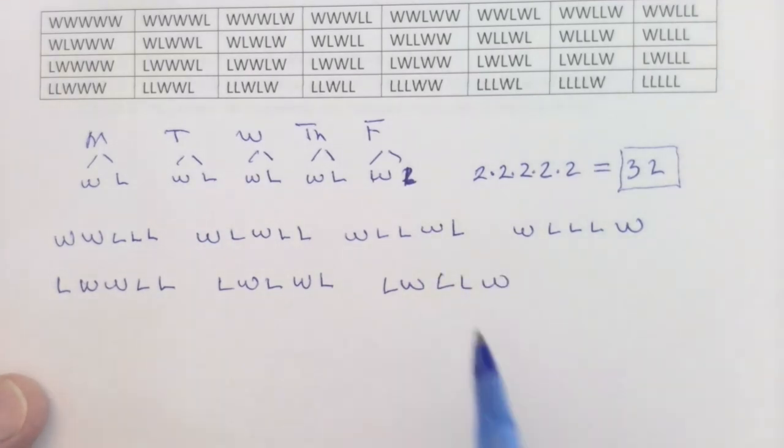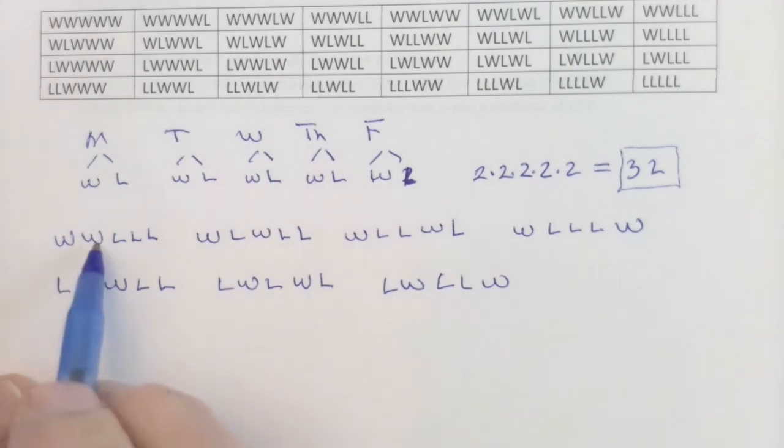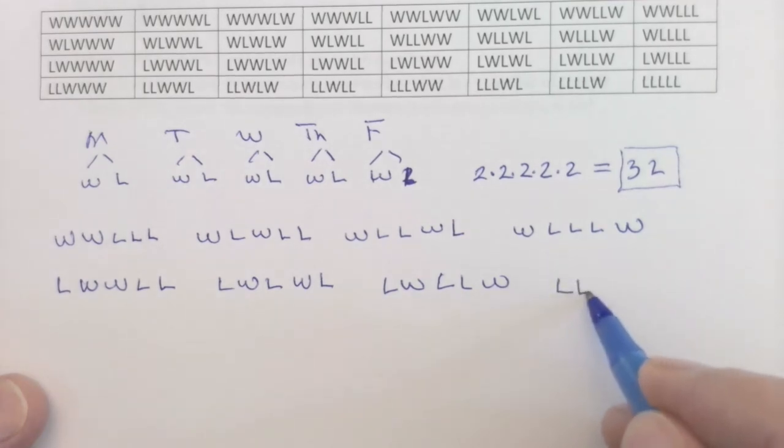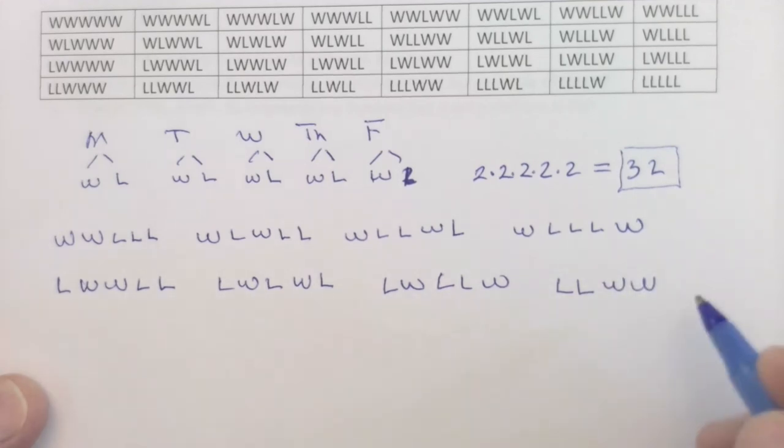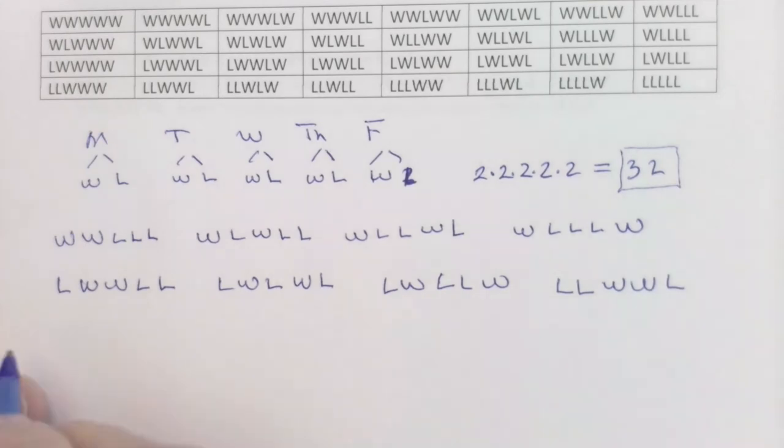Now that's it for having a win on Tuesday and a win on some other day, because I already counted a win on Tuesday and a win on Monday back here. So what do we do next? We start the week with two losses, and then we go with two wins, and then we have a loss on Friday. We can move this to Friday. That's a new possibility: loss, loss, win, loss, win.